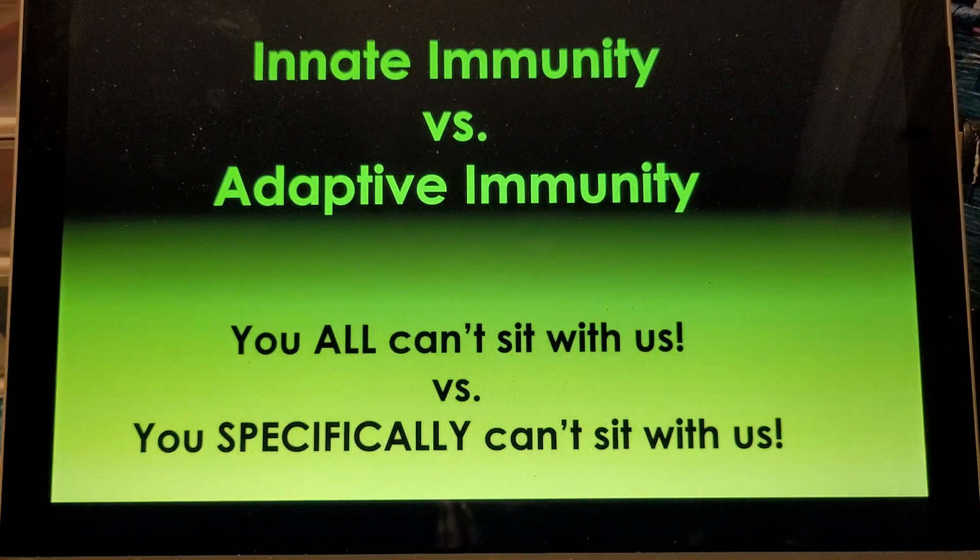So hopefully for the last video for chapter 21, at least I'm going to try it, we have two different types of immunity. We have innate immunity versus adaptive immunity. So innate immunity is you all can't sit with this. So this is our natural born ability to fight off infections. Adaptive immunity is you specifically can't sit with us. So this is the immune system adapting to a pathogen, developing a specific defense against a pathogen.